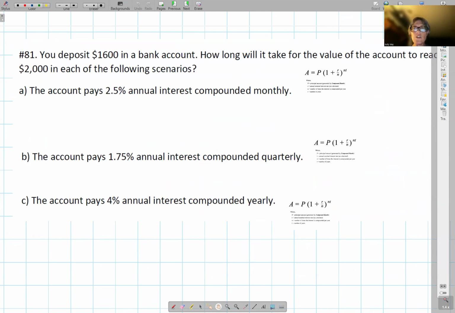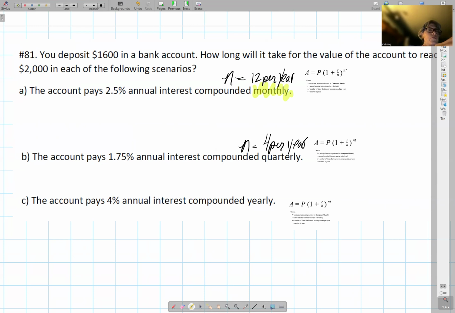We're using the same equation, because our number of compoundings are changing here. We have monthly, and when it's monthly, your n is 12 per year. Just keep that in mind: that's what n is, the number of times per year. Quarterly, your n will be 4 per year. That's what quarterly means. And of course, yearly just means your n is 1.